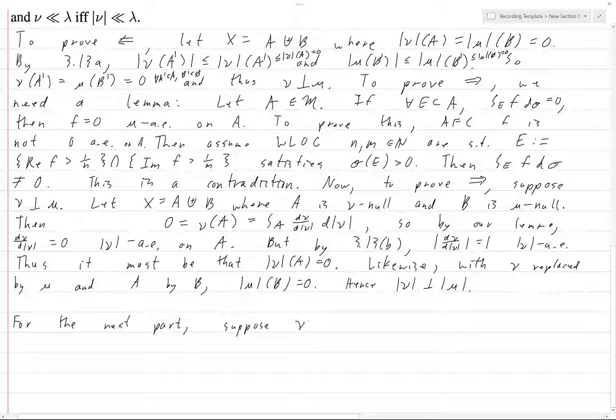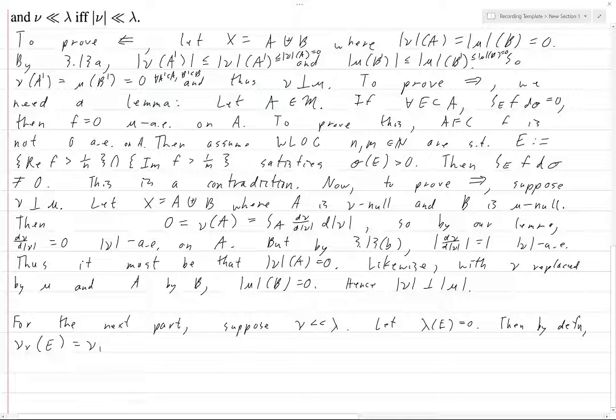Suppose nu is mutually singular with respect, no, absolutely continuous with respect to lambda. Let lambda e equals 0. Then by definition, and again, these definitions, you got to keep these in mind. What this means is that if you were to break up the measure nu into its real and imaginary parts, then these measures evaluated at e would be 0. That's what this absolute continuity means.